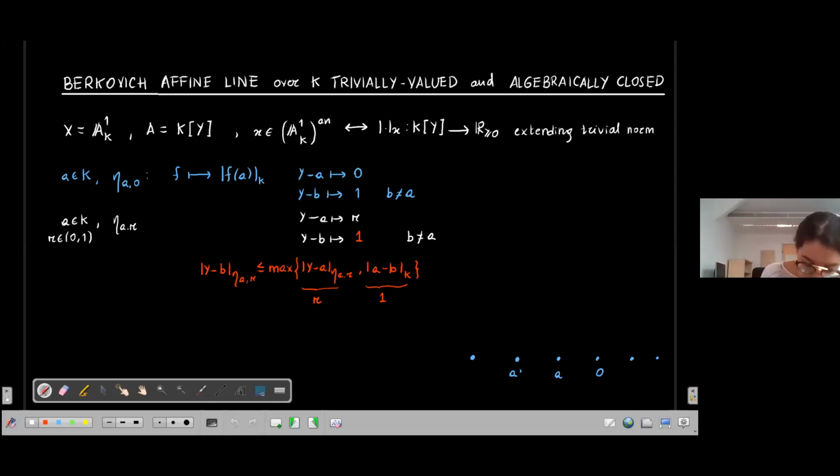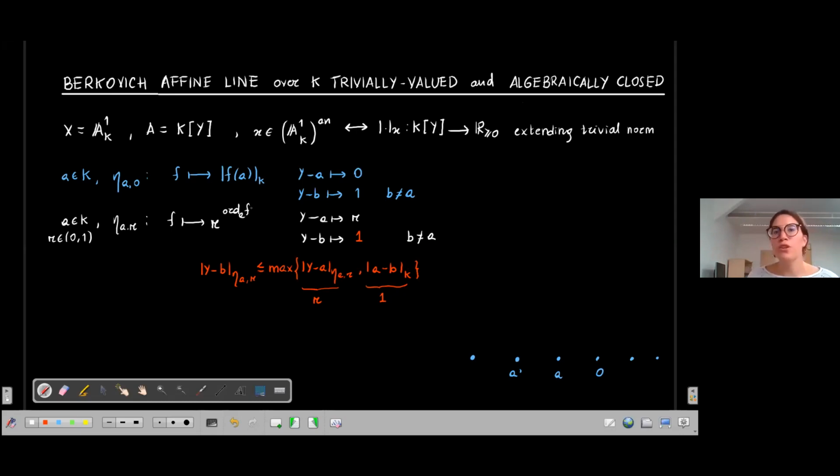So I will give it now for you. The general definition will be that an element f will be sent to r at the power the order of a in f. Okay, so what is the order here?